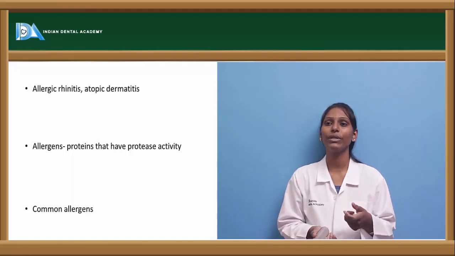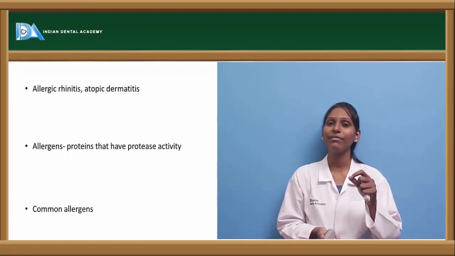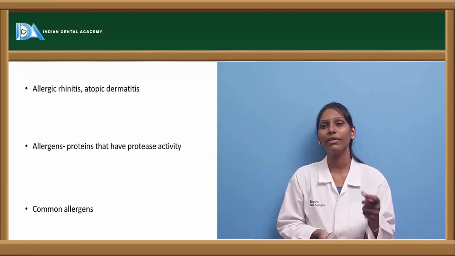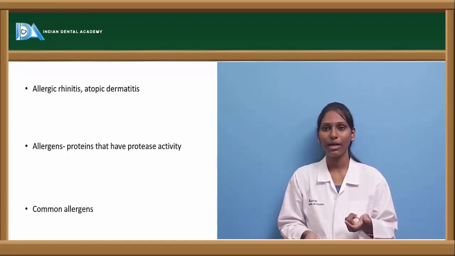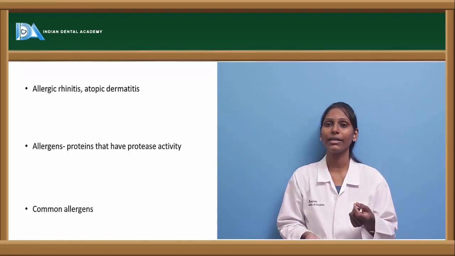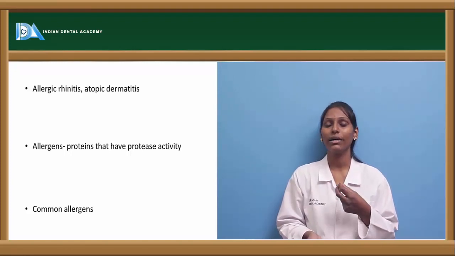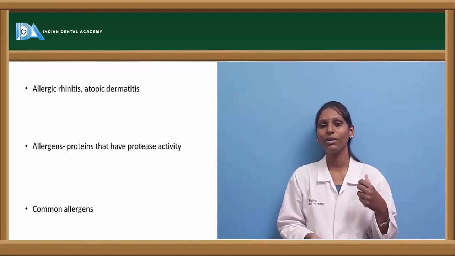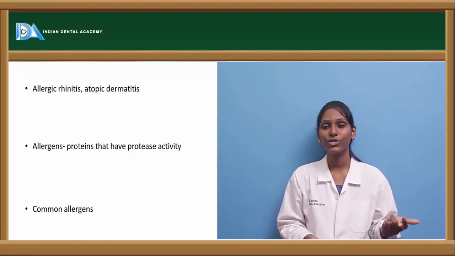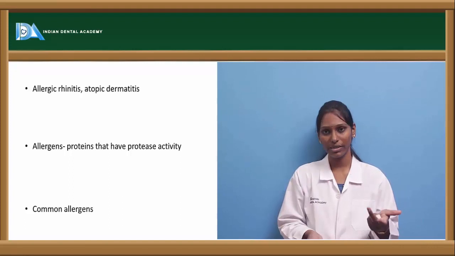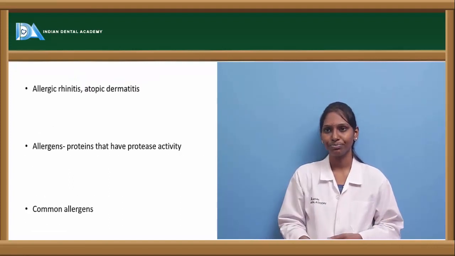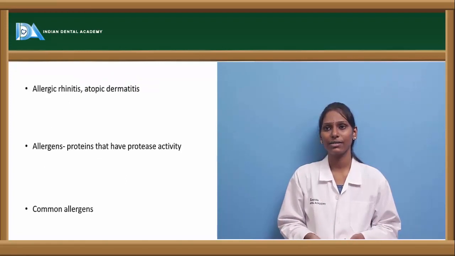Allergens are usually proteins that have a protease activity which can stimulate the inflammatory action, and they also have common allergens which are, as we discussed, pollens and dust mites, insects, bugs, small tiny insects which are present on the pillow covers, on the bed, pollution, dust. All these factors are common allergens that trigger extrinsic or allergic asthma condition.